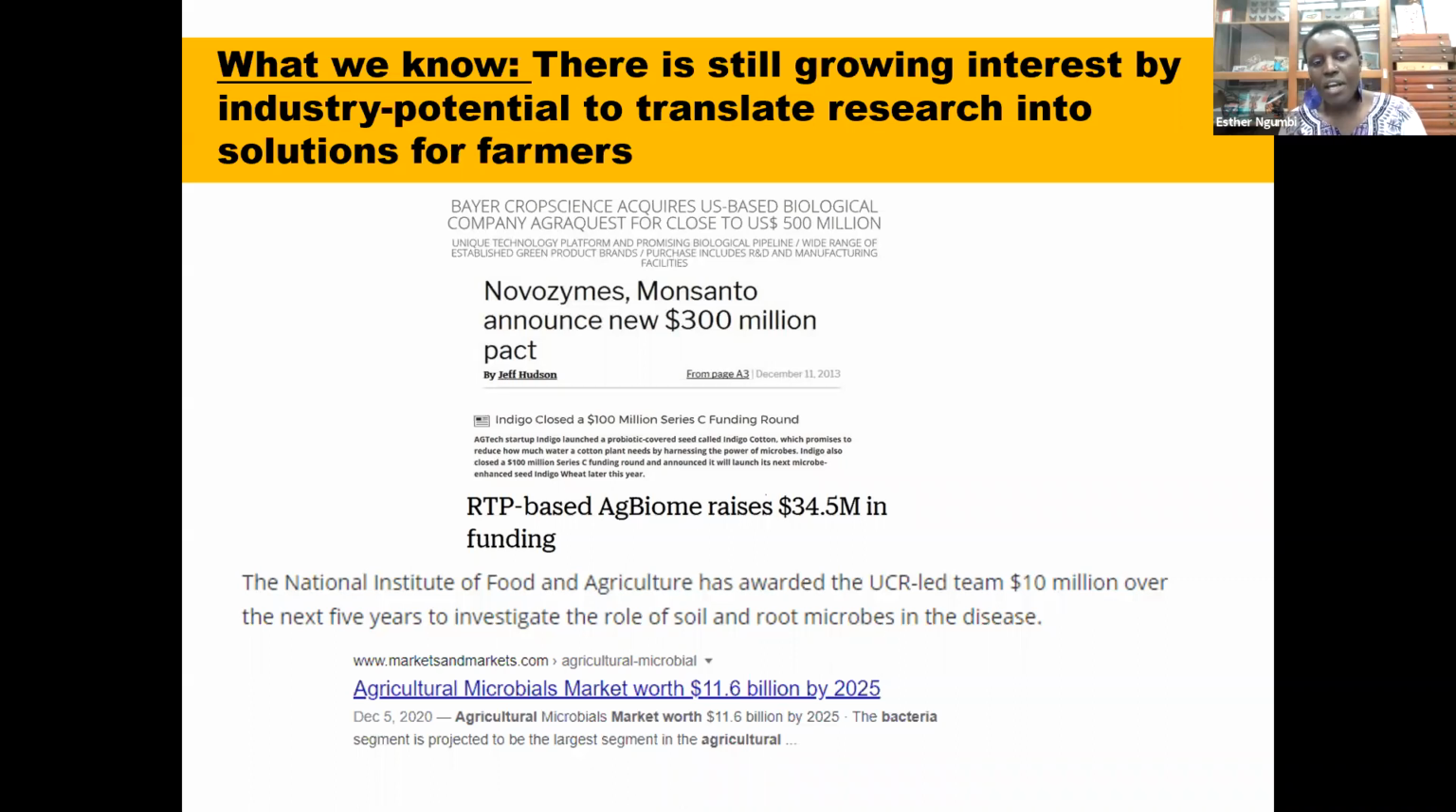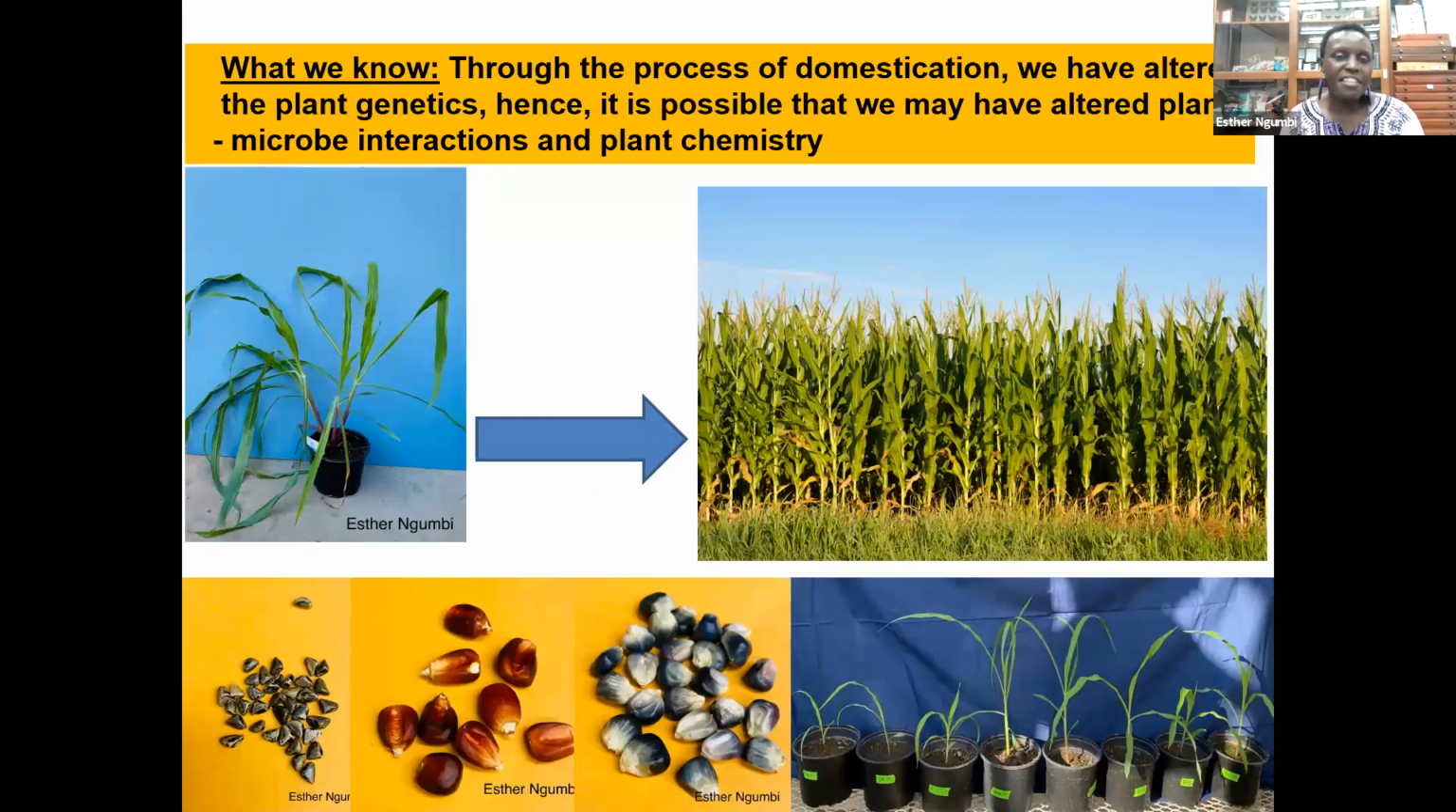And this is a growing appreciation of microbes, and so there's money to fund our research. So indeed, it's an exciting topic for us. But as I mentioned with tomato, we know that through the process of domestication, we've altered plant genetics. And because we've altered plant genetics, it's possible that we also have altered plant-microbe interactions and plant chemistry, and then furthering that, we can have so many differences that shape the outcome of plant-insect interactions that are mediated by chemistry.